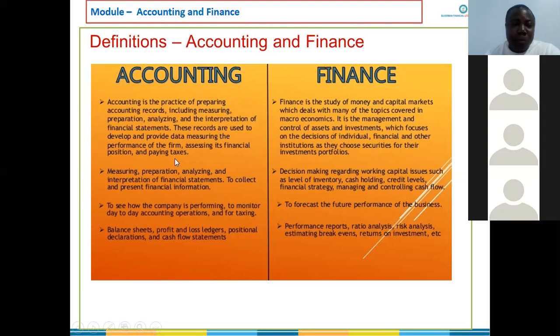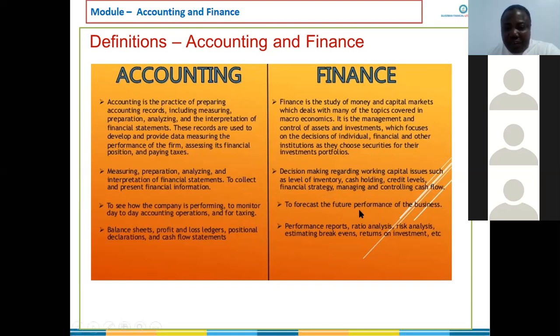So that is finance. Then we come again to measuring, preparation, analyzing and interpretation of financial statements to collect and present financial information. That comes under accounting. But under finance, decision-making regarding working capital, issues such as level of inventory, cash holding, credit levels, financial strategy, managing and controlling cash flows. This comes under finance. Then to see how the company is performing, to monitor the day-to-day accounting operation, and for taxing, this comes under accounting.